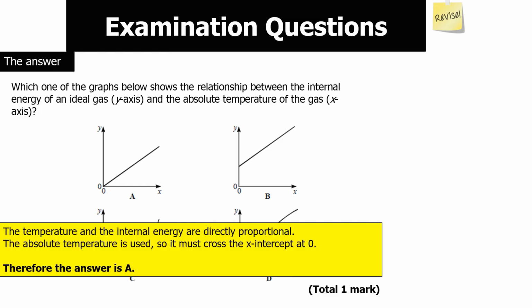Right, so here we know that the temperature and the internal energy must be in direct proportion to each other. Now because absolute temperature is used, so it's kelvins that's being used, it therefore must cross the x-axis at 0, because we know that with the absolute temperature scale, when there's no energy, there's no temperature, so it must go through 0, 0. So the only answer possible is A.